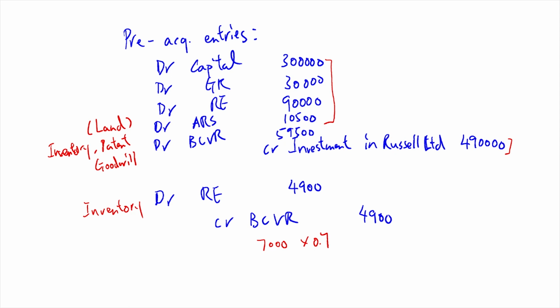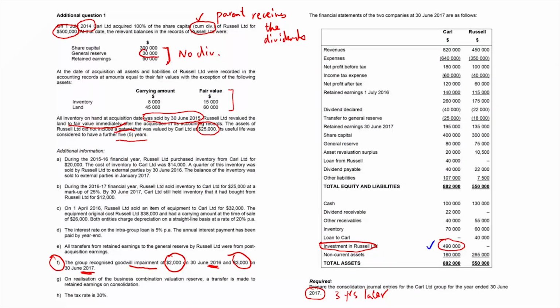After that, there are other adjustments that you might want to make. For example, what happened with general reserve? Is there any change? Let's go back to the question. What you can see here is that at the beginning, the subsidiary has 30,000 general reserve.